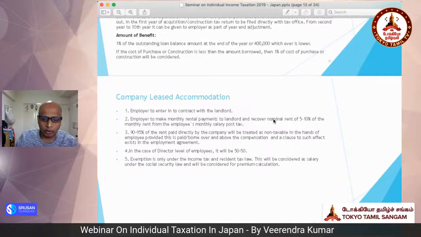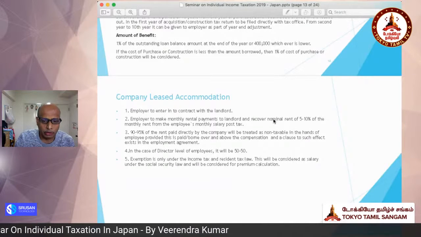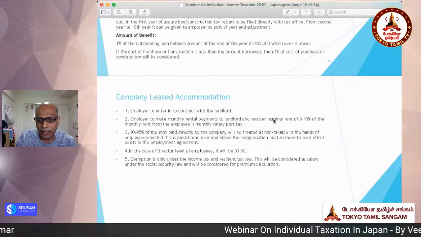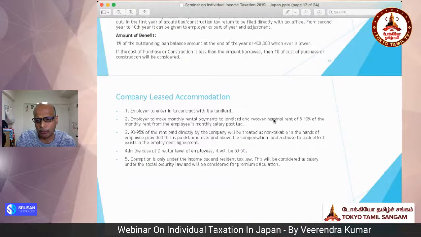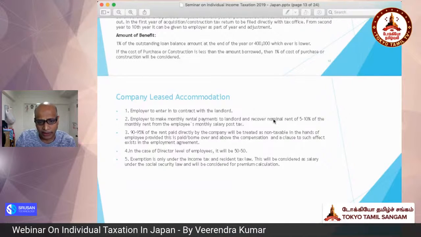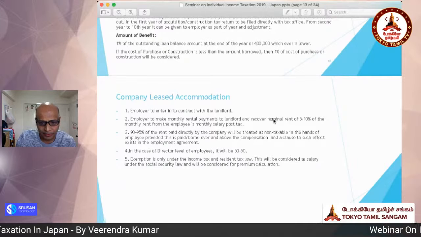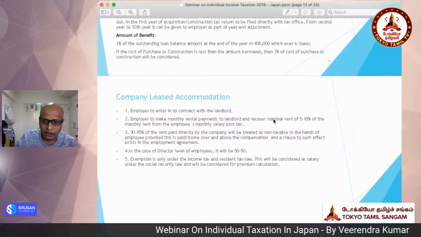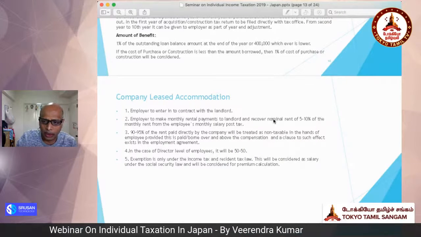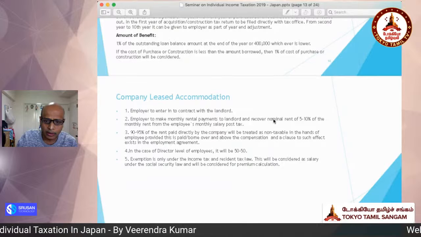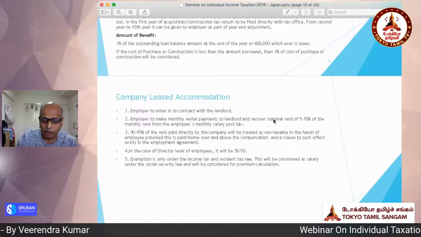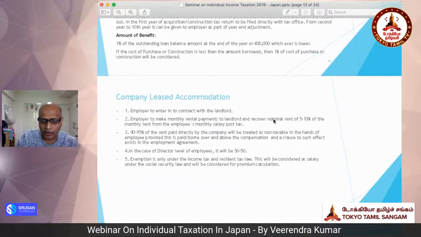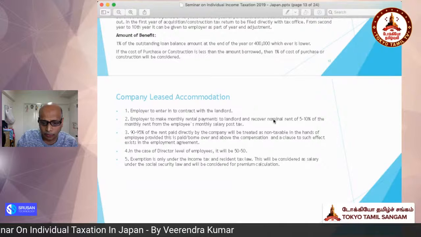However, for that to be done, first, your employer needs to enter into a contract with the landlord, make the monthly rental payments, and recover a nominal rent of around 5 to 10% of the rent amount from your salary post tax. The balance 90 to 95% of the rent will be considered non-taxable in your hands, provided there's an agreement to this between you and your employer in the employment contract. And in the case of director-level employees, the benefit will be 50 and 50.